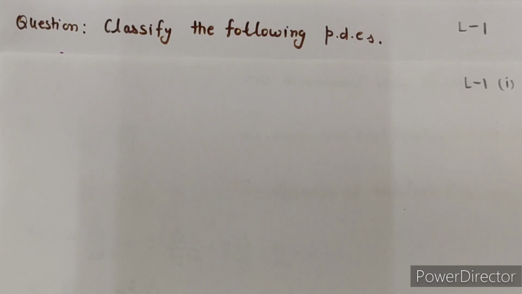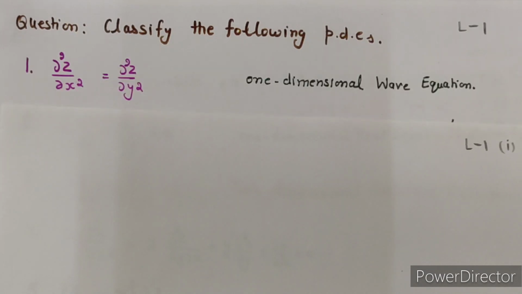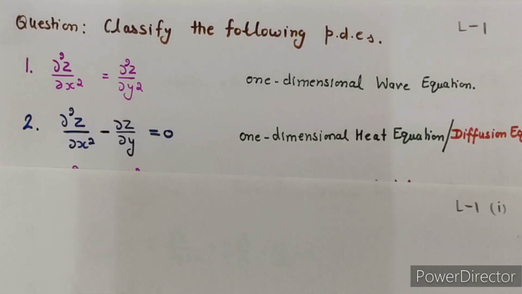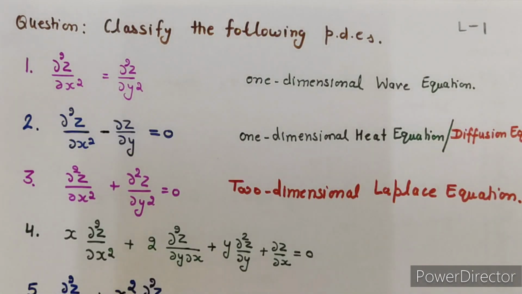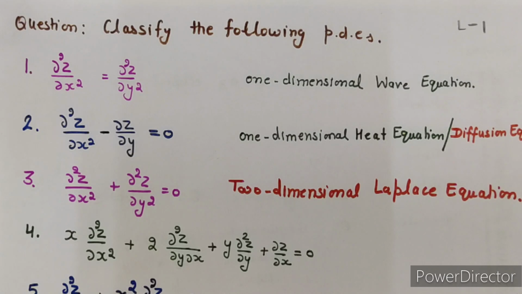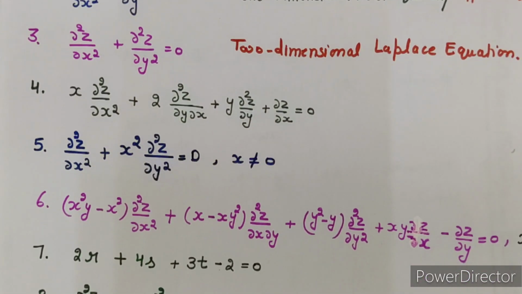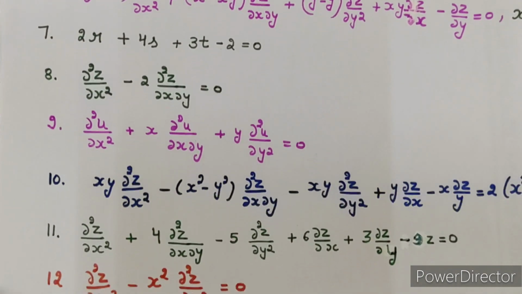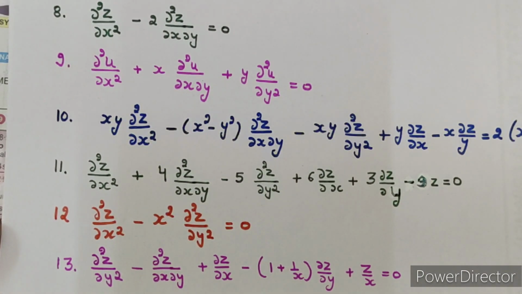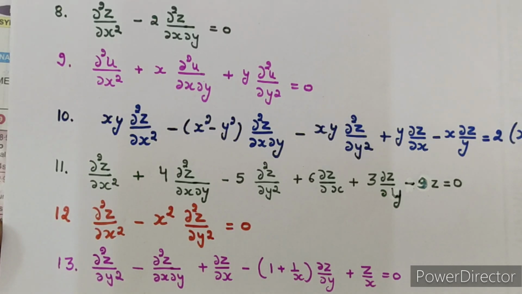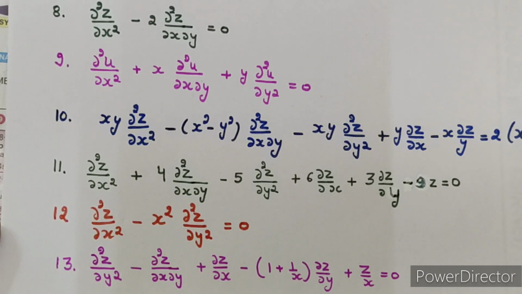Here is the list of questions. You have to classify the following partial differential equations. Question 1 is curly square z by curly x square equal to curly square z by curly y square, and the second question is the one dimensional heat equation. In this way, these are the list of important questions. In today's lecture, I will solve the first 3 questions and the remaining in the next part, and so on. In the first part, I will solve all these 12 questions. In the second lecture, where I will solve practical first, we will find the canonical form of all these equations. So let us solve the first question.